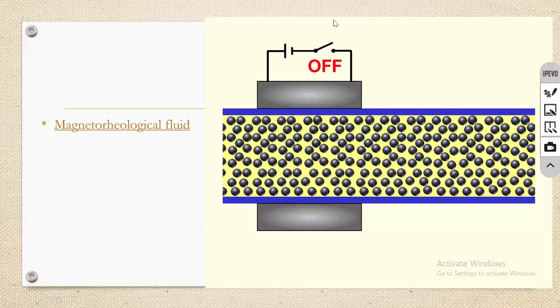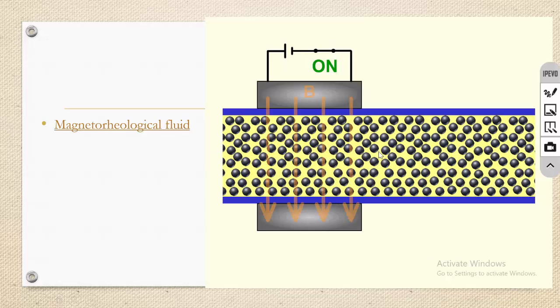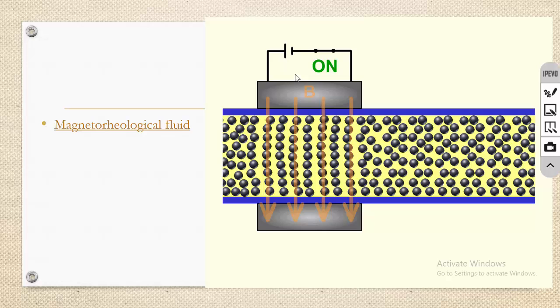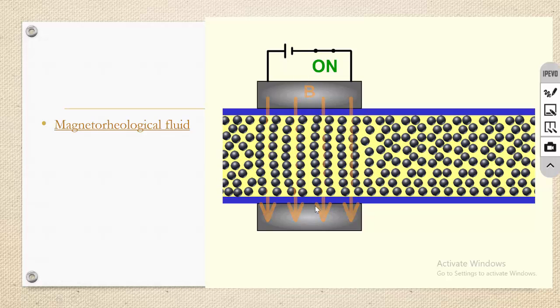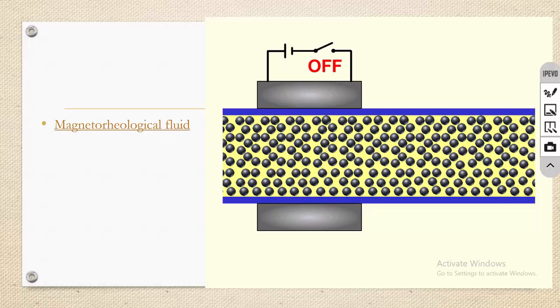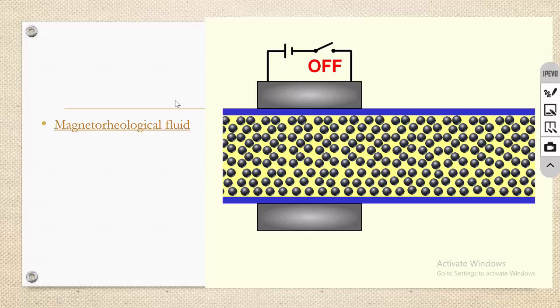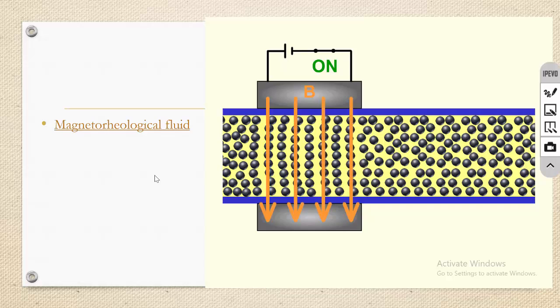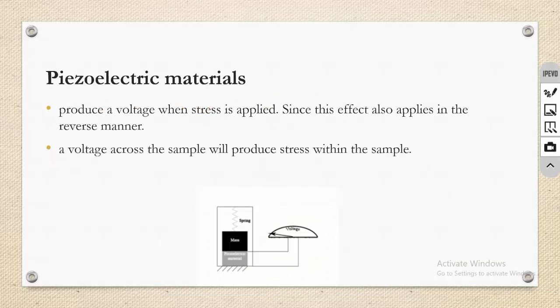So when the circuit is off, then the stiffness of the magneto-rheological fluid will be minimum. When the circuit is closed, when the magnetic field is applied, it is forming a chain-like structure and the fluid will behave like a solid and the stiffness will be high. So this magneto-rheological fluid can be used where you need to adjust the stiffness of the system. Then the next one is piezoelectric material.